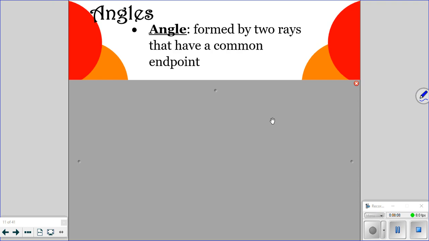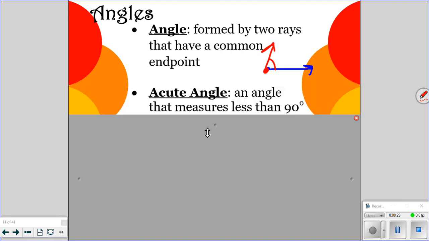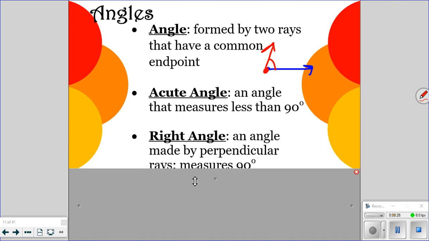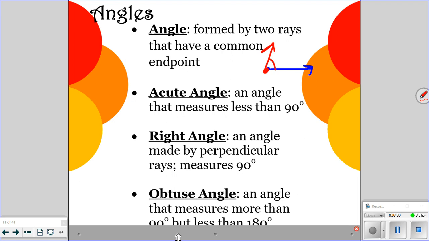So now we're going to look at angles. An angle is formed by 2 rays that have a common endpoint. So here's one ray going that way, and then another ray going that way. And together they make that angle. An acute angle is one that measures less than 90 degrees. A right angle measures 90 degrees, and an obtuse angle measures more than 90 but less than 180 degrees. So hopefully you're familiar with those 3.